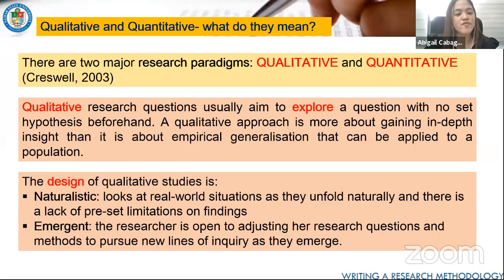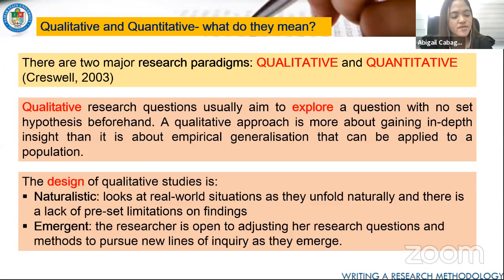Now, the design of qualitative studies is naturalistic and emergent. One of the characteristics of qualitative research is that it should be naturalistic. It looks at a real-world situation as it unfolds naturally, and there are not a lot of preset limitations on findings. So meaning phenomena or experiences happen in a very natural way, or just unfold naturally. In a naturalistic setting, we look at situations in multiple realities. Considering that qualitative research looks at realities, we have multiple realities in qualitative research, unlike in quantitative, where we only have a single reality. Okay, we have multiple realities because this approach is subjective in nature.